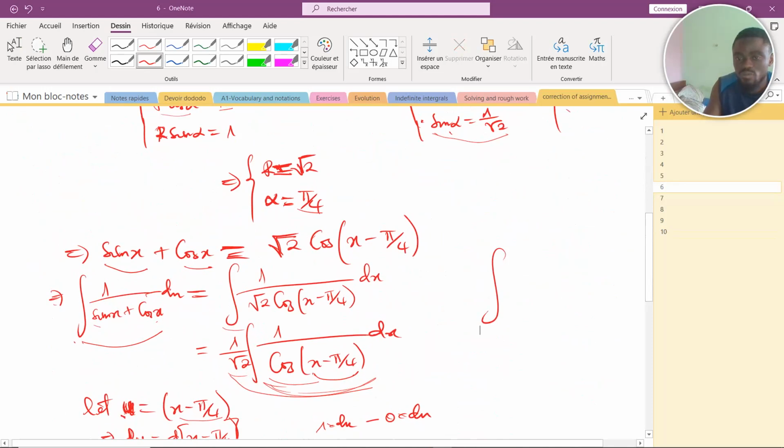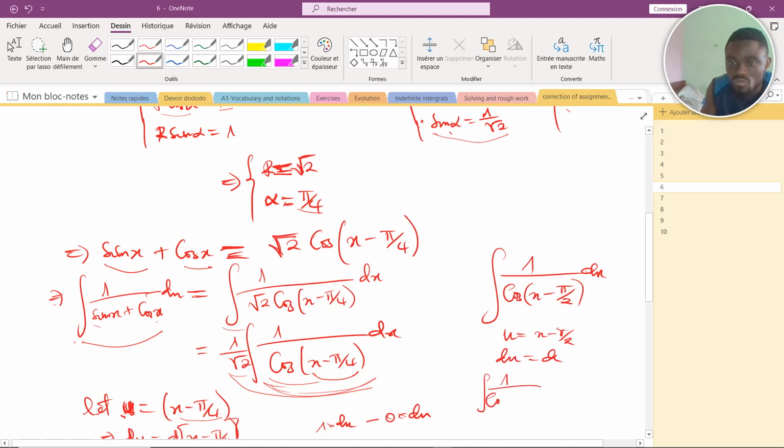If they ask you to integrate, for example, 1 all over cos of x minus pi on 2 dx, the first thing you are supposed to do is a change of variable where you let u equal x minus pi on 2. Then your du will be dx. This implies this integral of 1 all over cos of x minus pi on 2 dx will be equal to what?